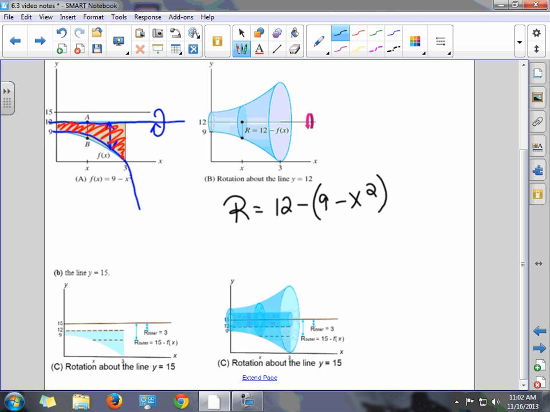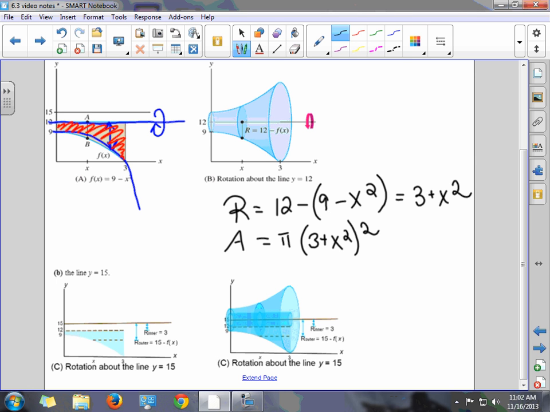So now I'll just clean this up a little bit because I like that better. It's going to be 3 plus x squared if I simplify. So now I want to write the formula for area: pi times my radius, which is 3 plus x squared, all squared. So now I'm going to integrate area.